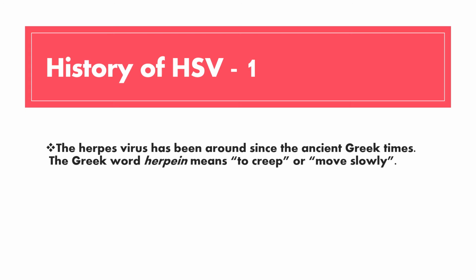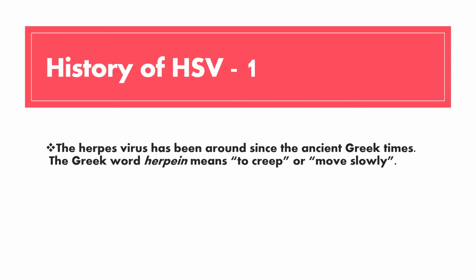And the history of the herpes simplex virus. So the herpes virus has been around since ancient Greek times, and it's where the Greek word for herpein means to creep or move slowly, and that's where they got the word herpes, because it creeps onto your skin or moves slowly and appears on your face or wherever it may be.